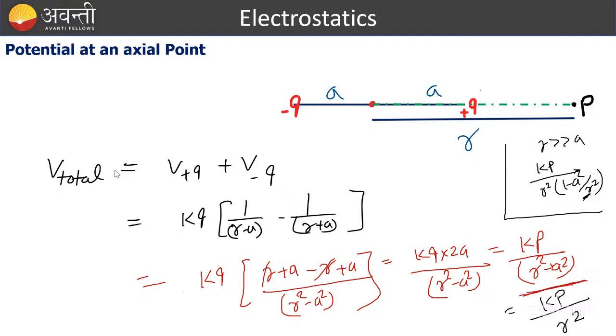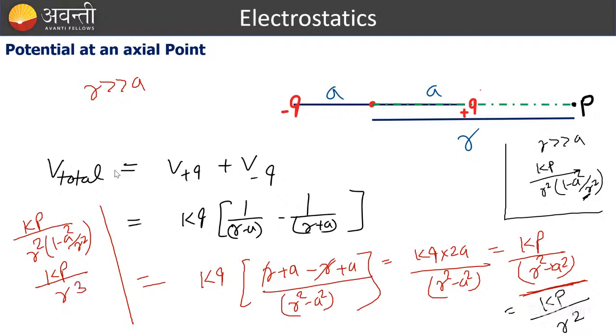And if we do here one thing, that is R is far greater than A, then what will be the thing? कैसे लिखोगे इसको बताओ? Then you will write KP by R square को common ले लो, 1 minus A square by R square. Again A square by R square will become 0 almost. So this will become KP by R square. So potential at an axial point is equal to what? KP by R square. And what is potential at an equatorial point? Any equatorial point, that is 0.